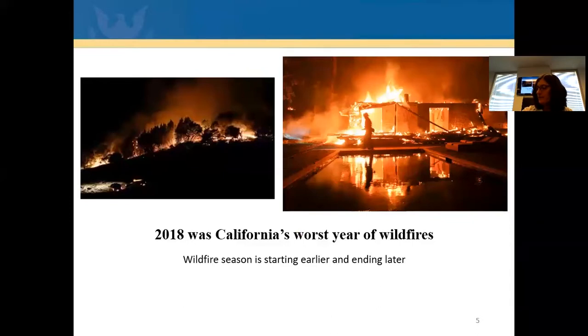Fortunately, as I understand it, the current wildfire season seems to be tempered a bit compared to last year. So let's hope that continues throughout the season.